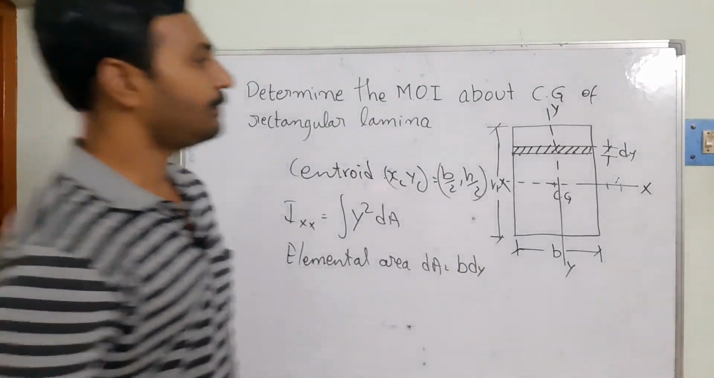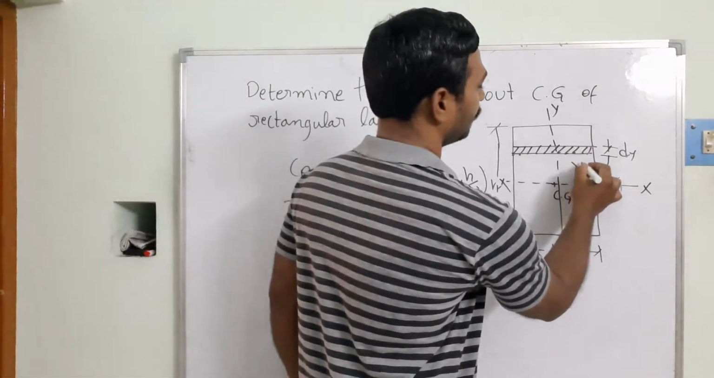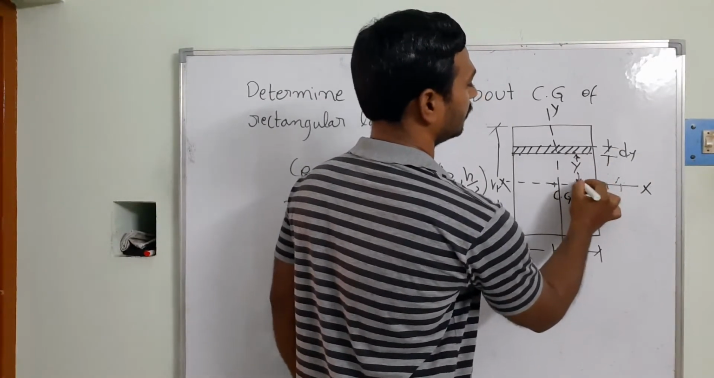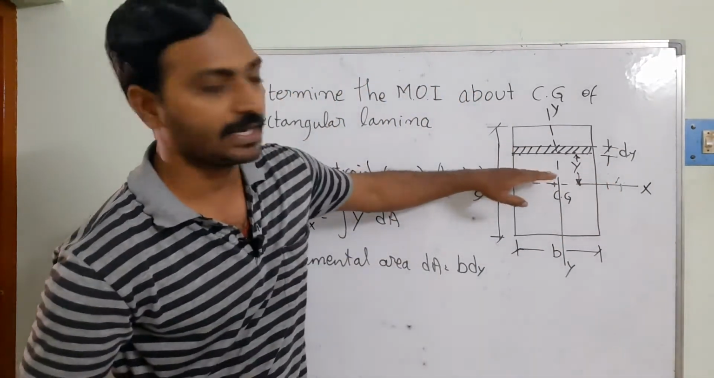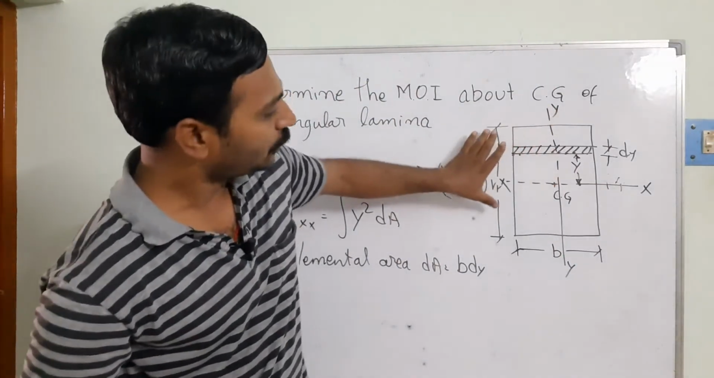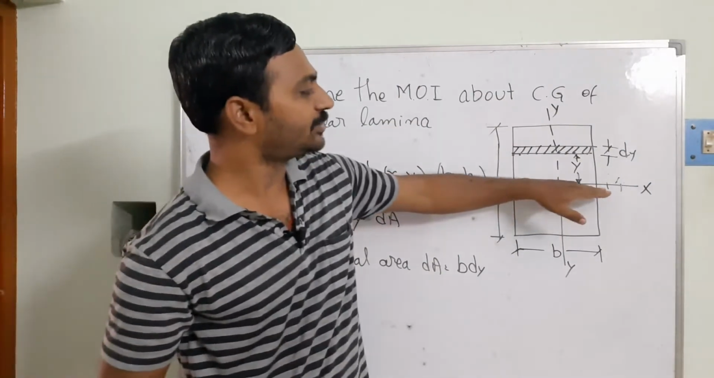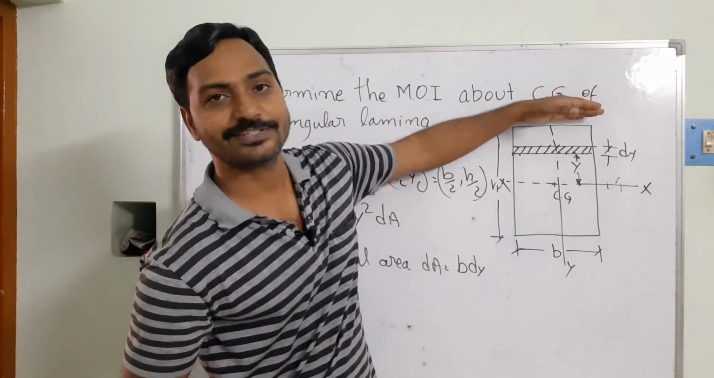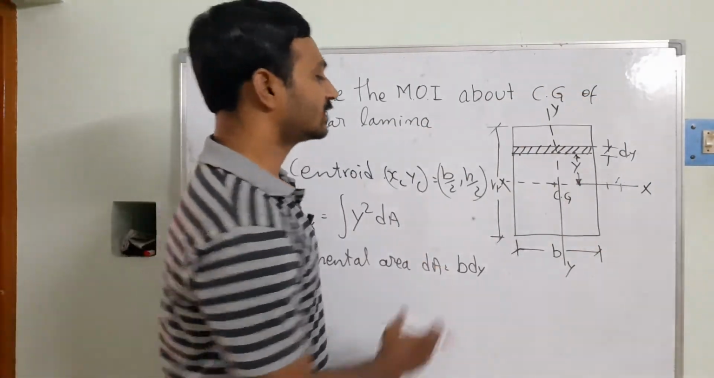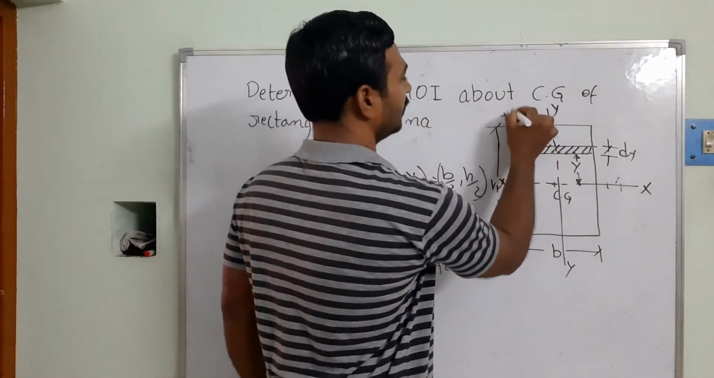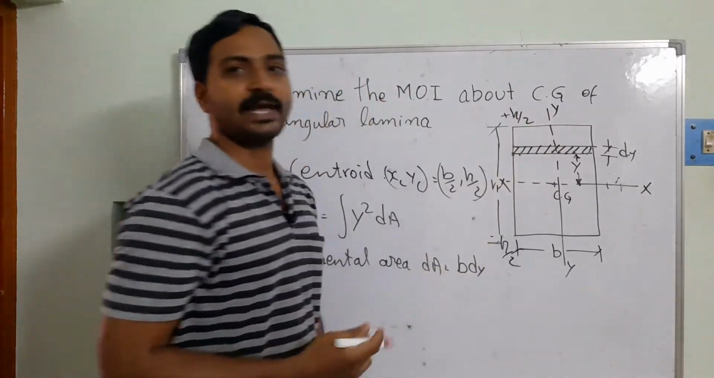At the same time, it is located at a distance of y from your observation axis to the elemental strip. Can you see the elemental strip we have taken above that line? The total height is H, so y is distributed above the reference line and below the reference line. That's why the limits are minus H by 2 and plus H by 2, two intervals I have taken.